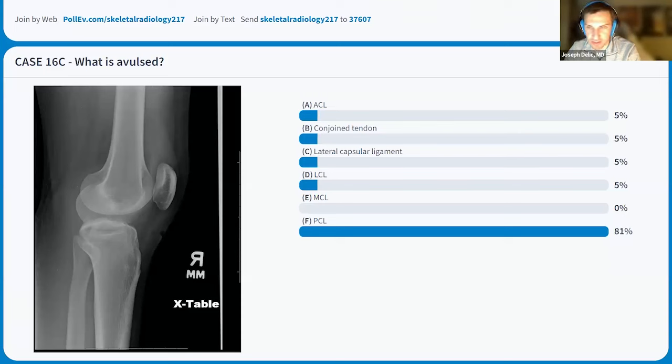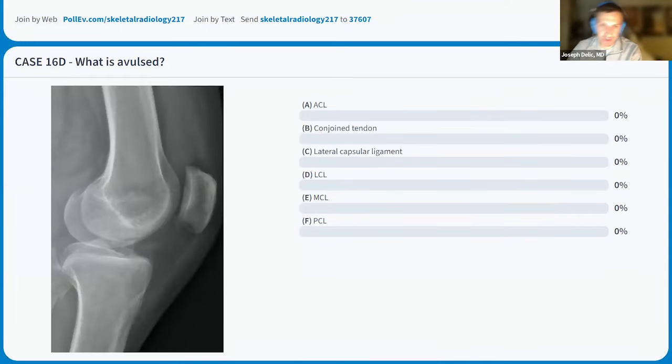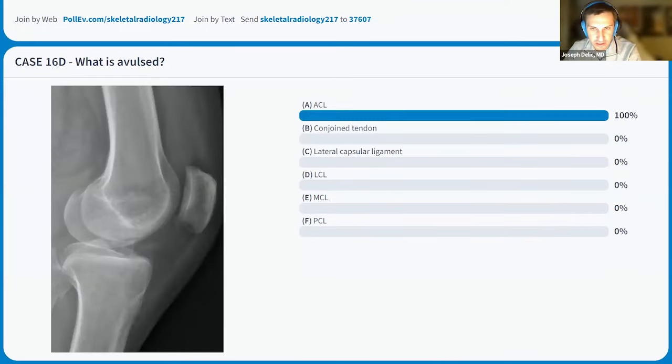We're going to move on here in a couple seconds to case D. So D, what is avulsed on this one? So again, I'm just giving you a lateral view of the knee. Okay, so again, looking for those ossific fragments around the knee can be subtle in certain cases. Right. So in a couple seconds here, we're going to go through our answers to this series of cases.